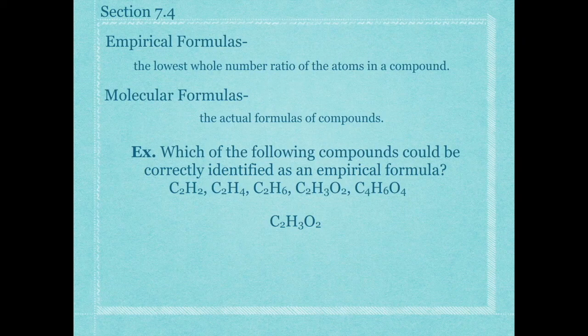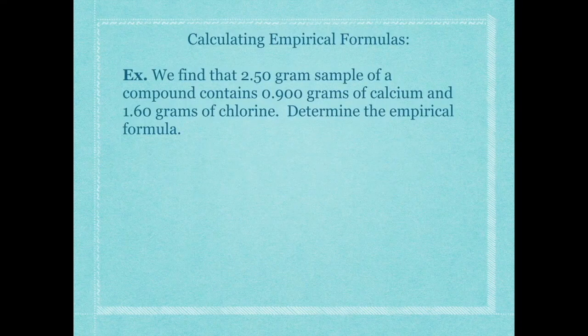So how exactly do I get the empirical formula? How can I create, for example, C2H3O2? Well, you would do so experimentally. So if you were to take a 2.5 gram sample of a compound and you were to discover that 0.900 grams of it is calcium and 1.60 grams of it is chlorine, you can actually determine the empirical formula. What we're going to do, the subscripts for all of these elements, they are actually the number of moles. So all we need to do is the following.